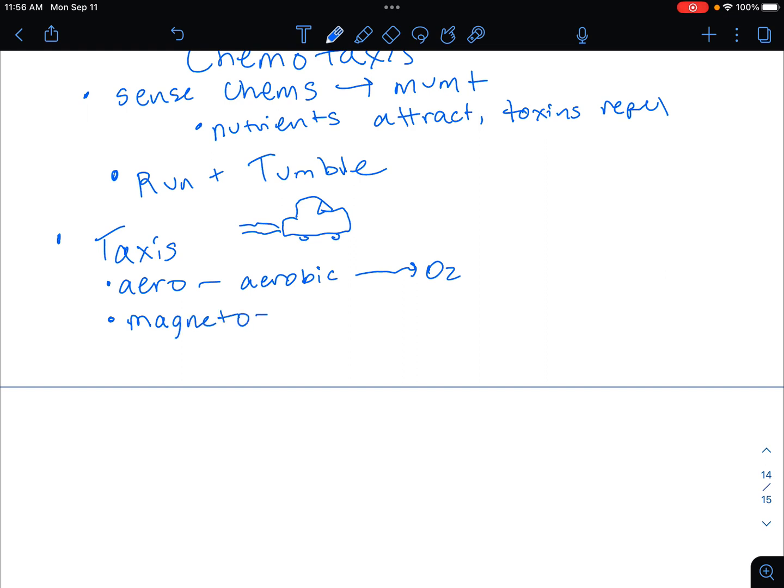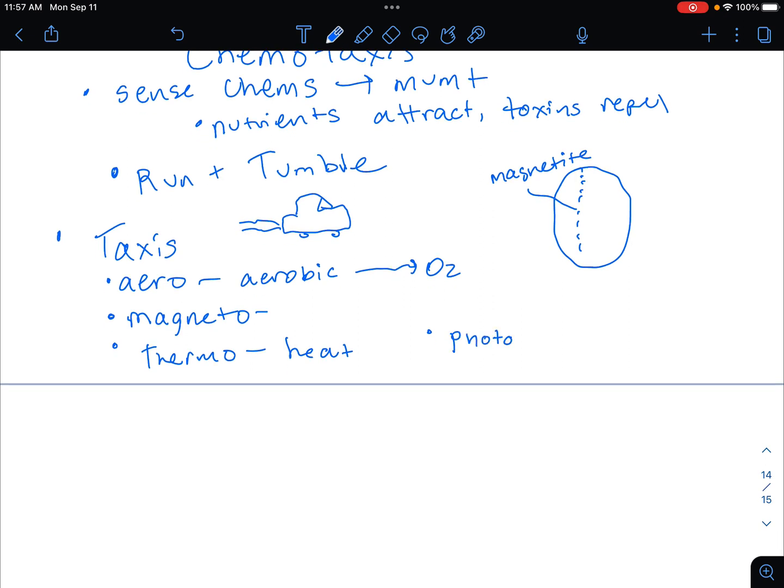Magneto of the X-Men, he has properties where he's able to sense the magnetic fields and interact with different magnetic poles. Well, some bacteria actually have little shards or fragments of magnetite. And this helps them orient themselves according to electrical fields and magnetic fields. And it's very interesting. We also have thermotaxis. And of course, this is for heat. And some bacteria do photosynthesize, so we also have phototaxis, which is going towards light.